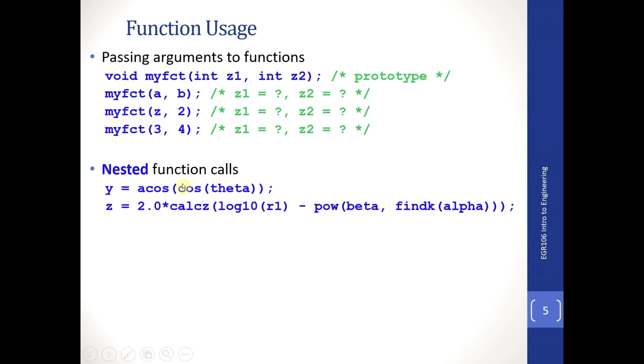Inside of functions, you can also use them nested. So we can have a equals a cosine of theta, right? We can nest these all in here. These are all built-in functions, but you can do it with custom functions as well.